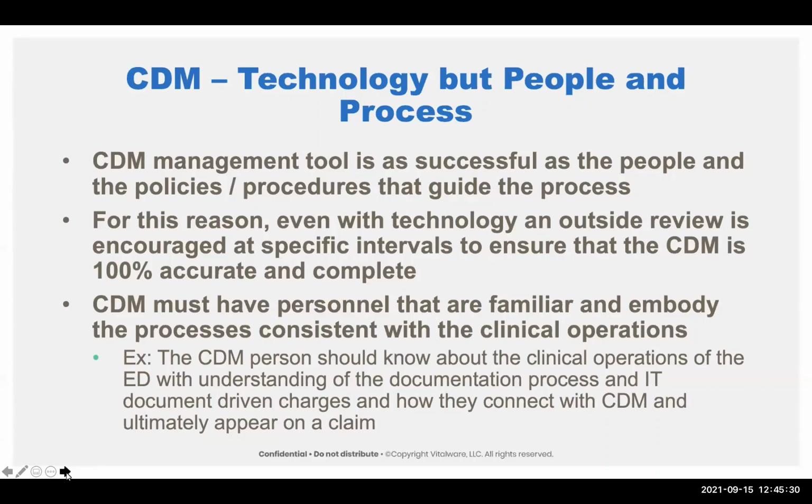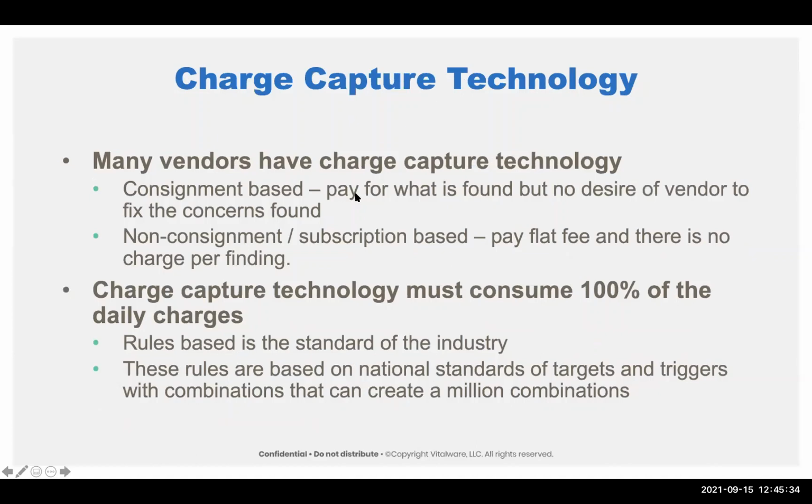Must have personnel that are familiar and embody the process of the clinical revenue cycle. Many vendors have charge capture technology. Consignment based is what they pay when they find something, and then you charge it, but they get a percentage of that reimbursement, but there's no incentive for them to ever help you fix it. Their incentive is keep finding it, so you keep paying for it. And then non-consignment subscription based is what we're seeing more often. You pay a flat fee, and then there's no charge for finding.